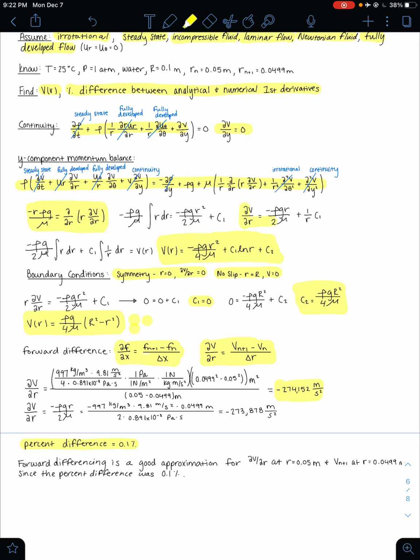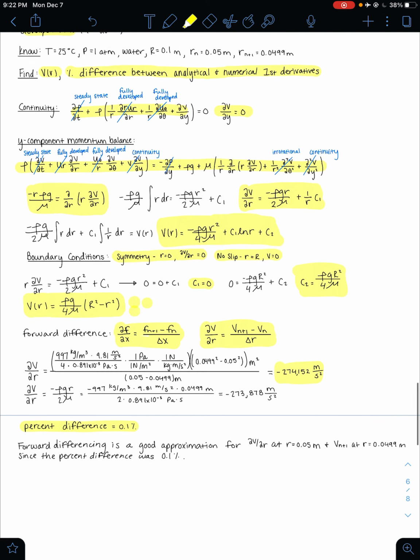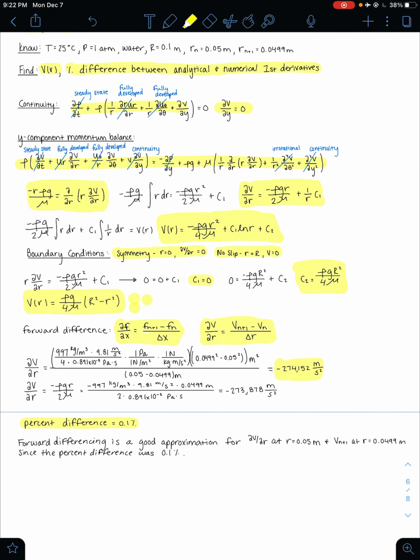And then using the equation found here when solving the problem analytically, we could find that dv/dr at 0.0499 meters was negative 273,878 meters per second squared. The percent difference between those two values was only 0.1%, suggesting that forward differencing is a good approximation for the system at the specified r values.